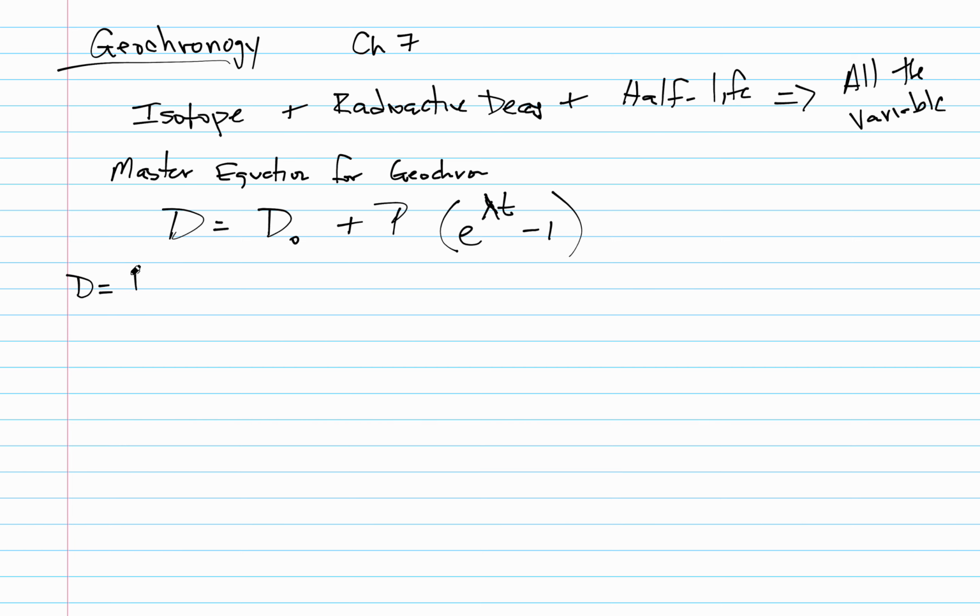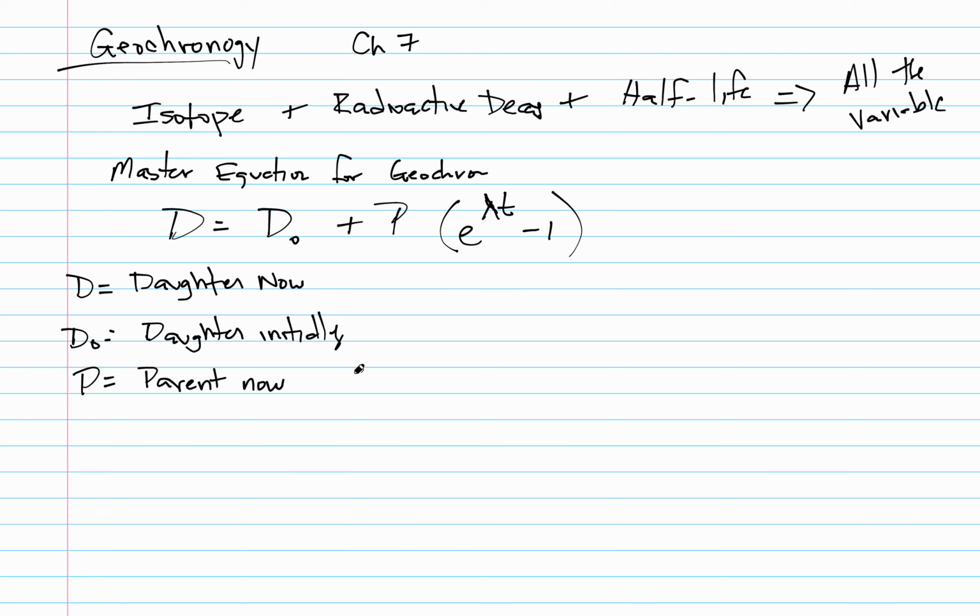D equals the amount of daughter now that you can measure in a rock. D sub 0 is the amount of daughter initially, when a crystal first formed. That ends up being a bit of a problem. P equals the parent now. Oftentimes in textbooks this is given the symbol capital N, but I'm changing it to P because parent starts with P.